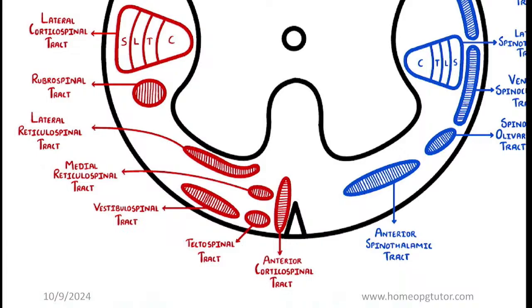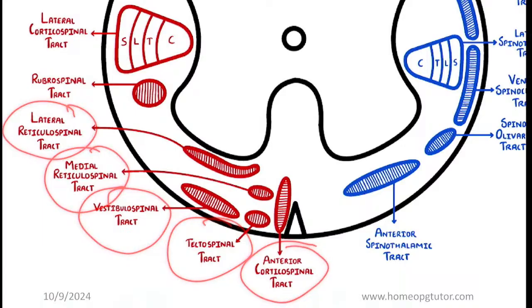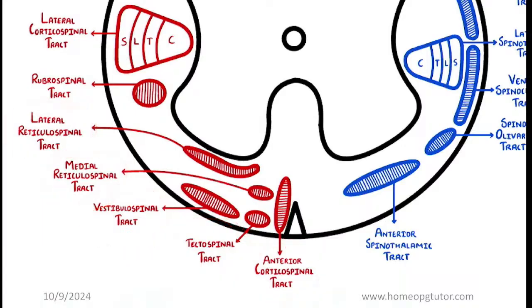So what are the descending motor tracts? Namely, the lateral corticospinal tract as well as the rubrospinal tract, which are found in the lateral white column. Next, we have the lateral reticulospinal tract, medial reticulospinal tract, vestibulospinal tract, tectospinal tract, as well as the anterior corticospinal tract in the ventral white column. These are the names of the descending motor tracts.